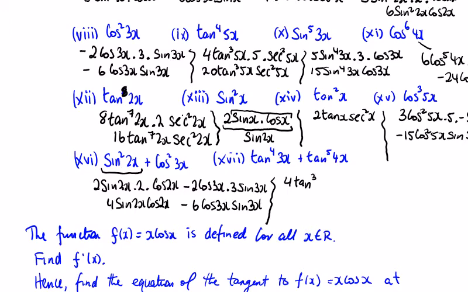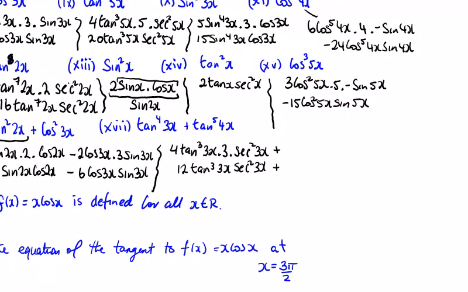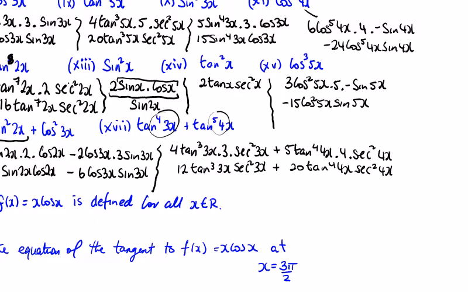4 tan cubed 3x. Tan 3x goes to sec. Oh, forgot to multiply by the 3. 3x times 3 times sec squared 3x. That's going to give me 12 tan cubed 3x sec squared 3x plus, another plus here. We're going to get, you should see it, this one here gave 12, this one here is going to give 20. So let's have a look. 5 tan to the power of 4, 4x by 4 by sec squared 4x, 20 tan to the power of 4, 4x sec squared 4x. So let's go and have a look at a couple of different types of questions they can ask in relation to this.